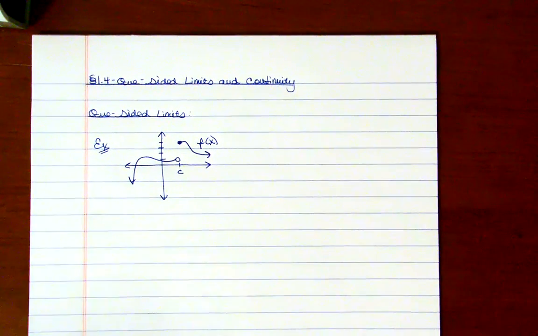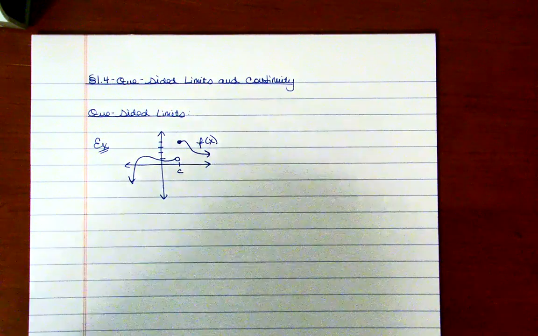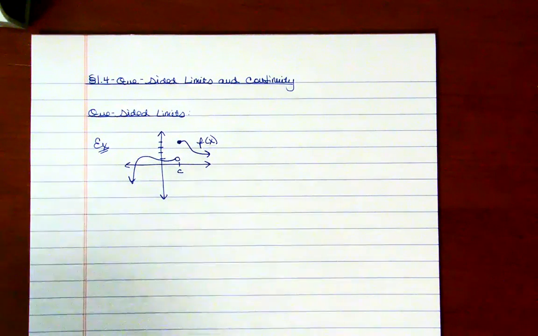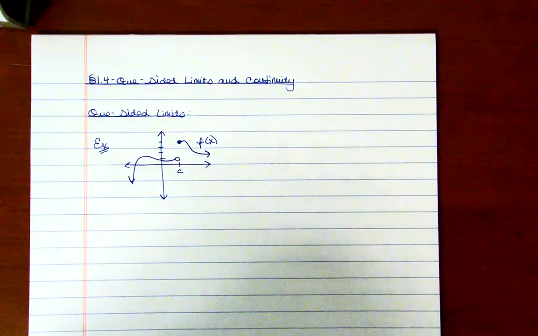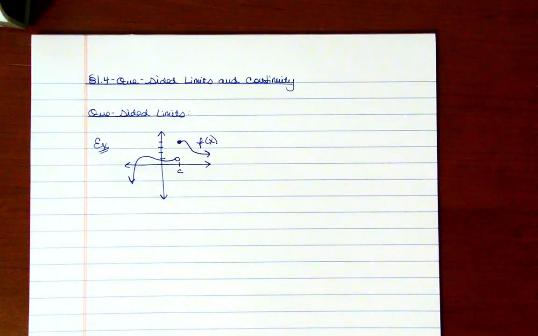So now we're going to move on to section 1.4 and take a look at these things called one-sided limits and talk about the formal definition of what it means for a function to be continuous. And what we look at in this section will be the language that we need for understanding how to make sense out of jumps that we have on our graph.